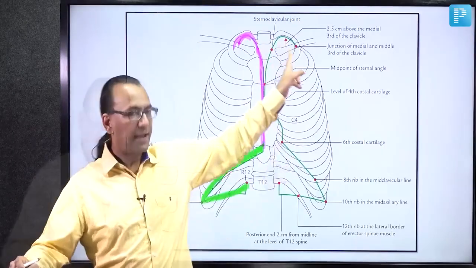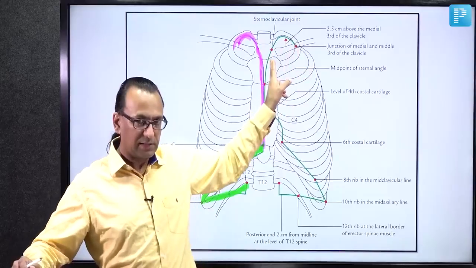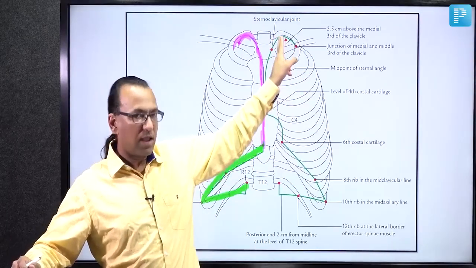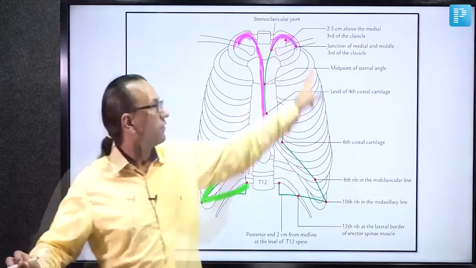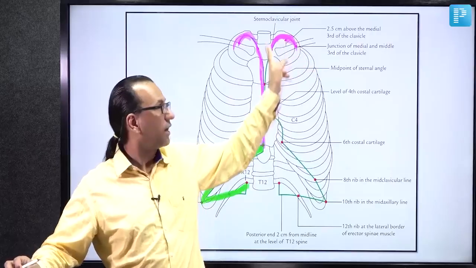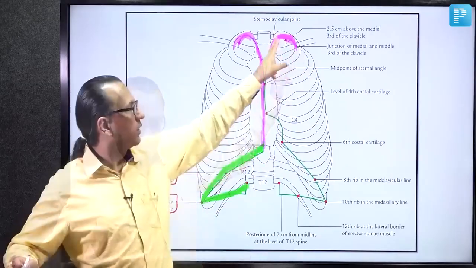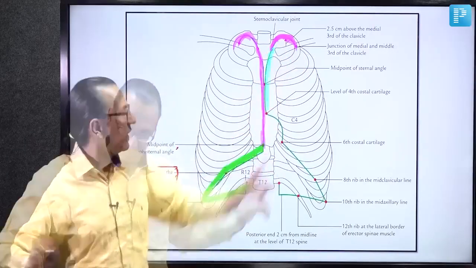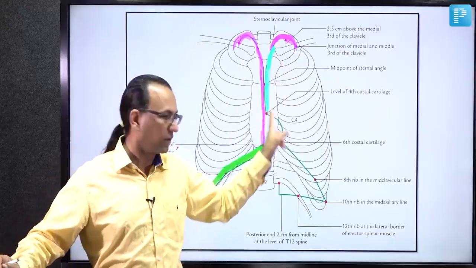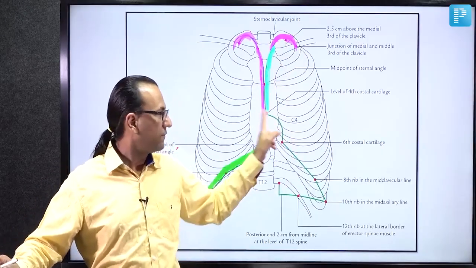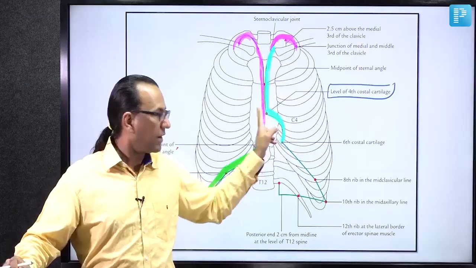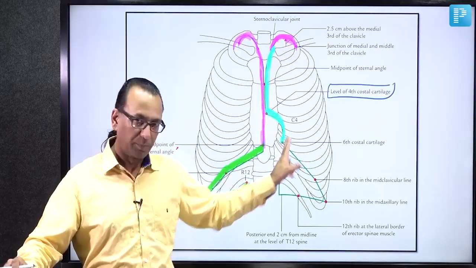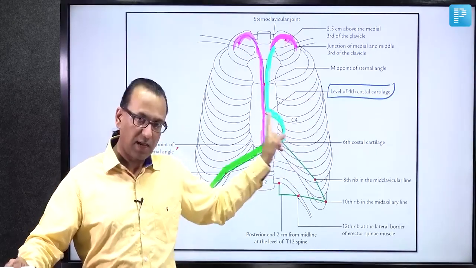So we can start here again. Medial end of the clavicle, 2.5 centimeters higher in the neck region is the cervical pleura, the apex of the lung being covered by that. And then you come to the mid-sternal line. Now as you come to the mid-sternal line, at the 4th rib you have to go away from the mid-sternal line. That is due to the cardiac notch in the lung. So the pleura is also deviating along with the lung.